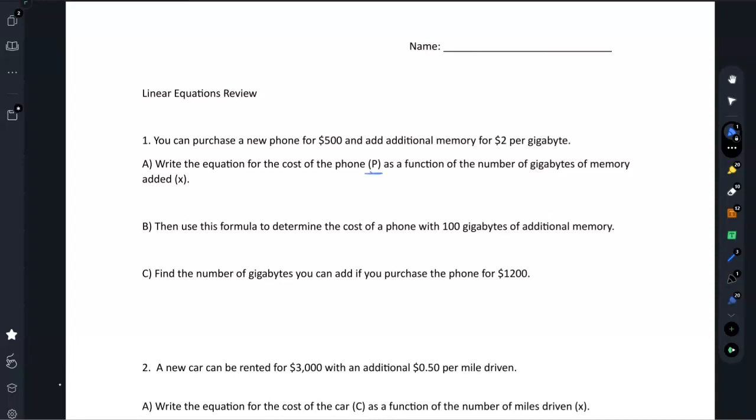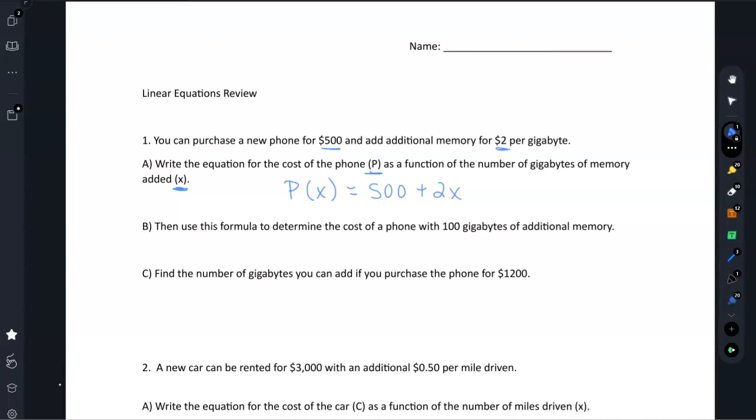So the cost of the phone is going to be P as a function of the number of gigabytes of memory added, X. So that notation should be P of X equals, my initial value is 500 and it's $2 per gigabyte, which is X. So that would be the equation. So P of X equals 500 plus 2X.